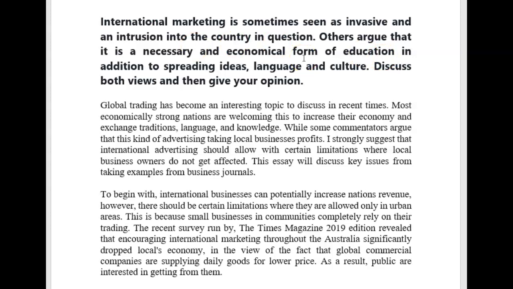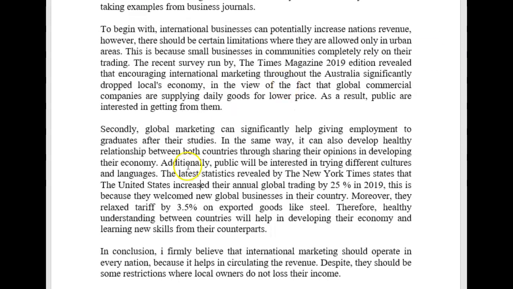So I don't want you to misunderstand what that means. It's a necessary form of education and an economical form of education. All right. So I feel like by focusing on the effects to the economy are not entirely on target here. You're also supposed to talk about spreading ideas, language, and culture. So where did you do that?